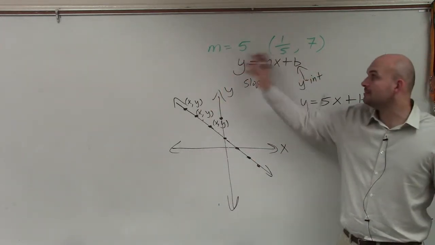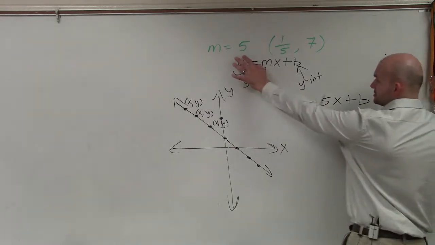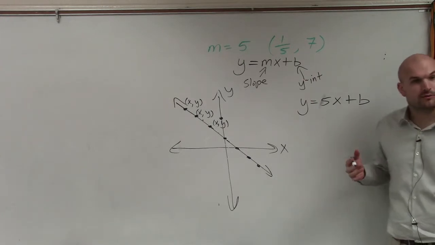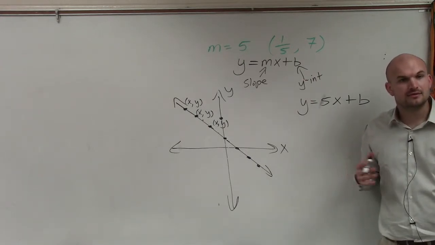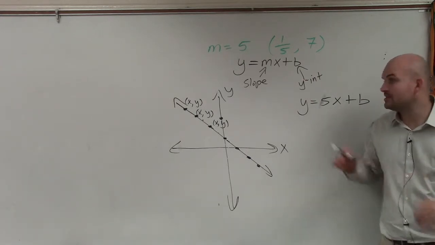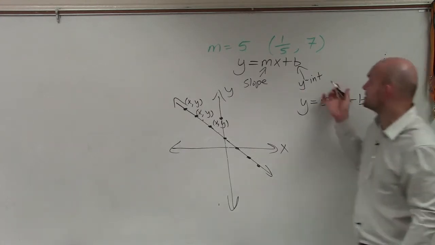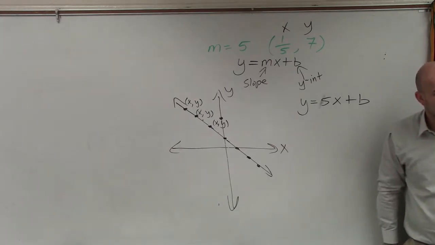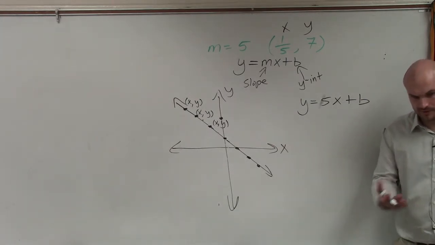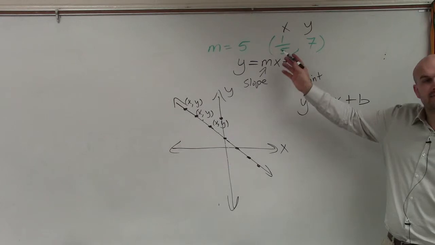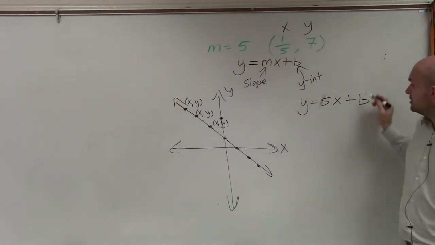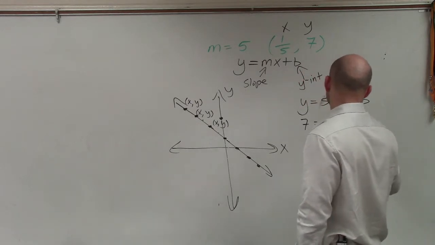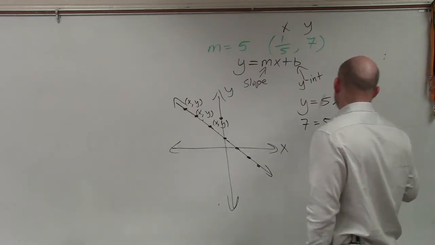Now, in this problem, we are given the slope, which I plugged in. And we are given a point. But we're not given what the y-intercept is. So to be able to identify what the y-intercept is, I can plug in the points x and y. So what I'm going to do is plug in the points x and y to be able to solve for b. So I write in 7 equals 5 times 1/5 plus b.